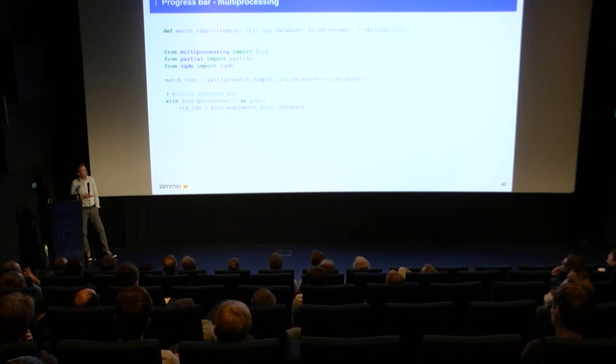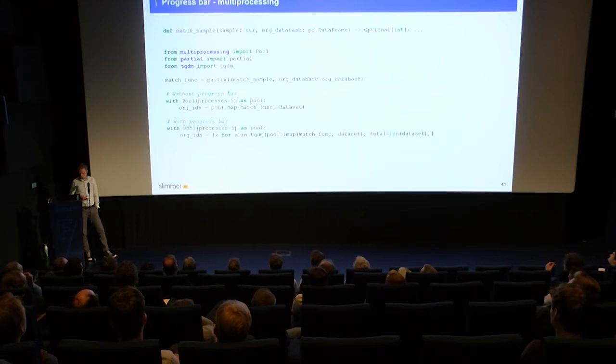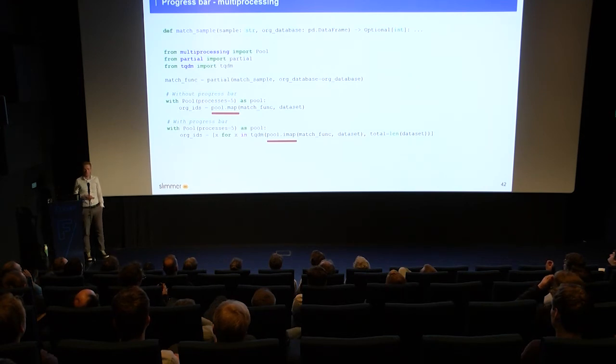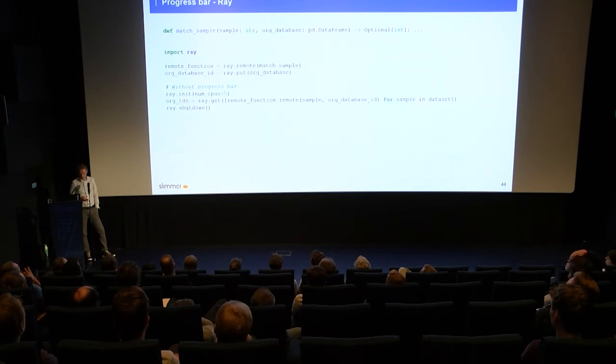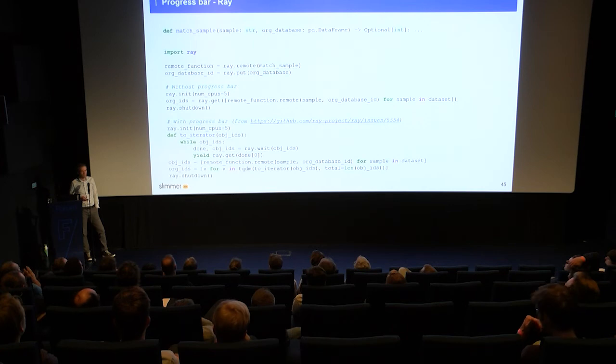So when we go back to the earlier example of matching a sample to the database, this is the same implementation with multiprocessing without the progress bar. And if you want to add a progress bar, you first of all have to go from pool.map to pool.imap, which is the lazy version of map, which returns objects as soon as they're done. Additionally, you have to wrap it in TQDM and make it a list comprehension and so on. So there's a lot of changes that you need to make to get this working. And in Ray, you have to add a lot more boilerplate code to get a simple thing like a progress bar working.